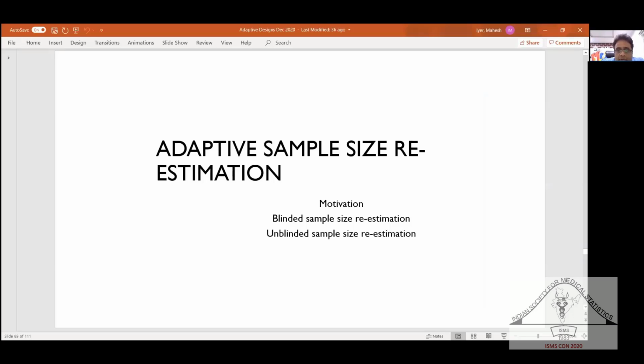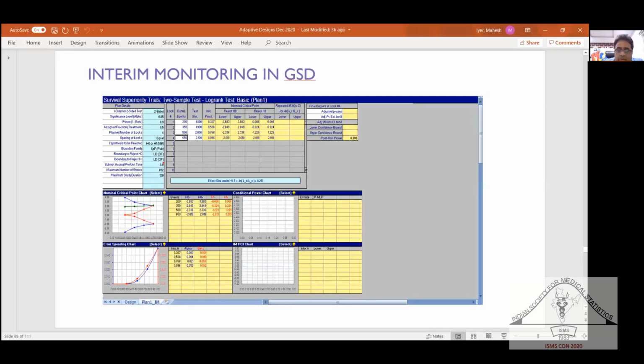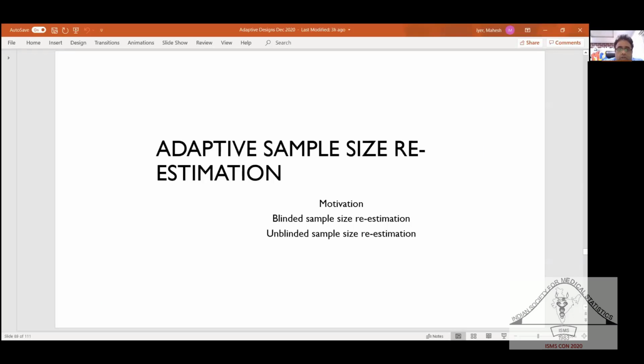Which is around adaptive sample size re-estimation. Okay, so this is what most of the people love to do these days. You see, in the previous group sequential design, you could only stop the study early, but you couldn't change the sample size. Now we want to be able to change the sample size because let's say we don't have some information, or we get new information from the study.